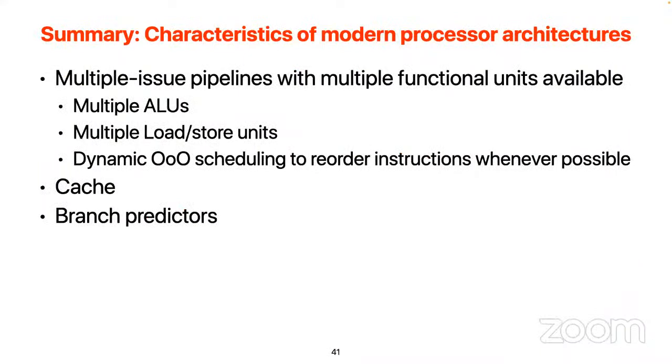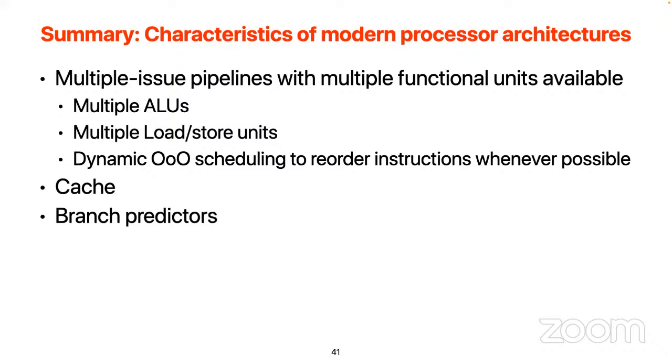Okay, so looking over those pipelines, a few things that we are learning. First of all, modern processors all have those multi-issue pipelines with multiple functional units available. You always see multiple ALUs, multiple load-store units, and they also have a dynamic out-of-order scheduling unit to reorder instructions whenever possible. And there is a sufficient amount of cache per processor. There are always branch predictors.